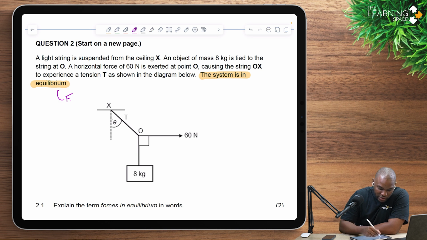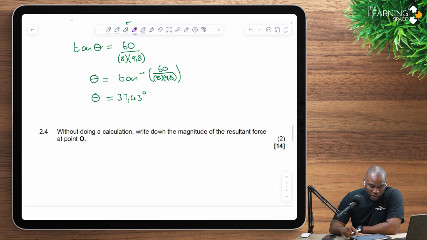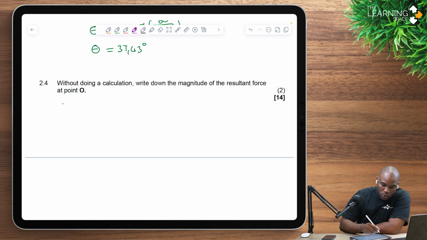It means my F net equals 0. There's no resultant force acting on my system, particularly at point O. So when we come back to the question asking us, without a calculation, the magnitude of the resultant force at point O, well, we know that F net at point O equals 0 newtons.